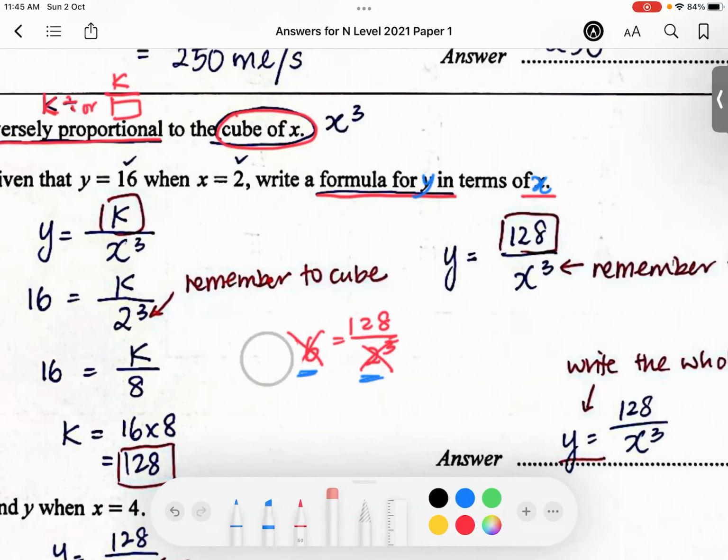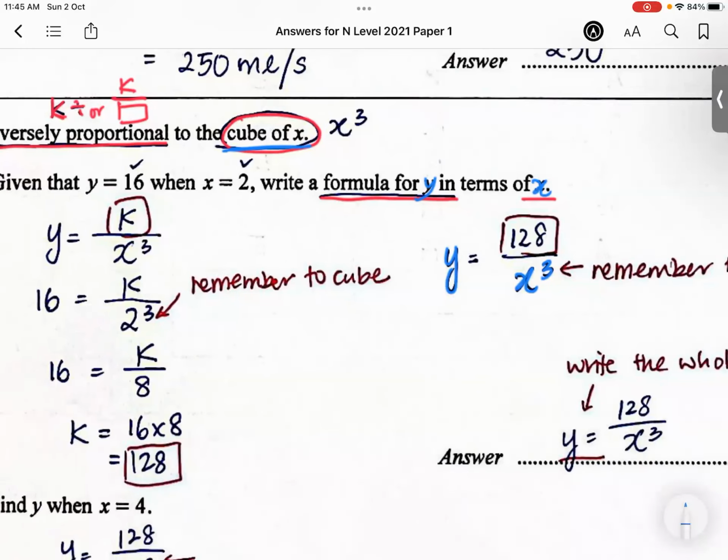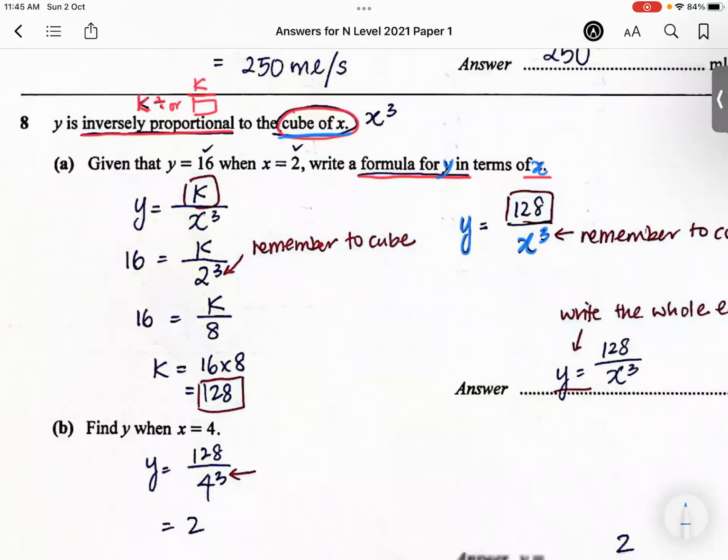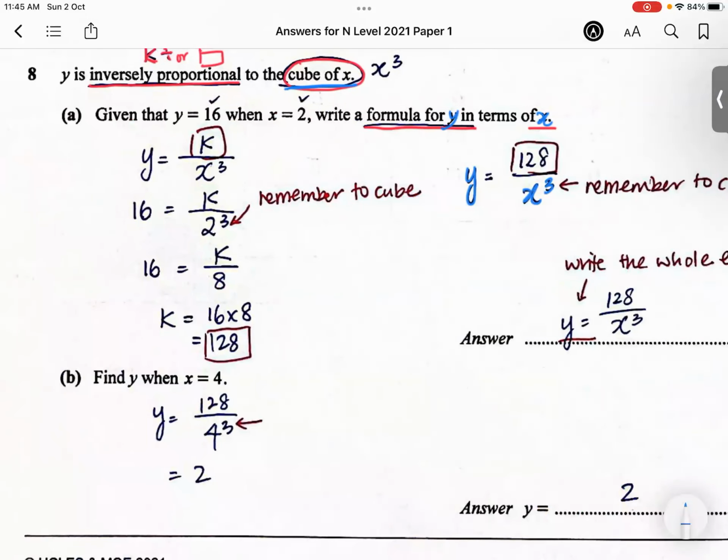What should be the correct answer? It should be y equals to 128, which is the value of k that you have found, over x cubed, the cube of x. Okay, so this is what you need to take note of. Then after that, you have the equation. You can use it to find the remaining parts of the question. Now, this is a normal standard question.